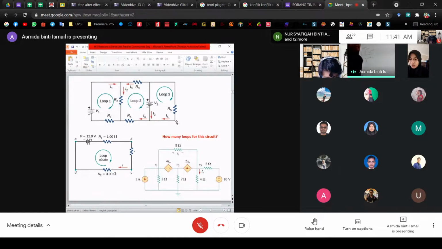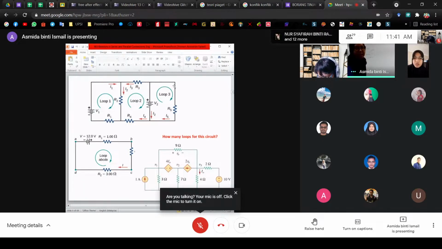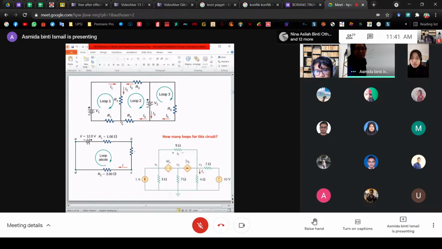How many nodes? This is one node. Here is one node. 1, 2, 3, 4, 5. You have 5 nodes. Okay. 7 minus 5 plus 1. So I is equal to 3. So look, you have 3.